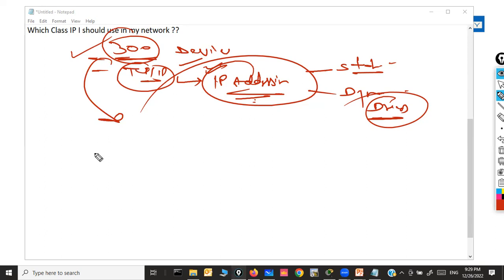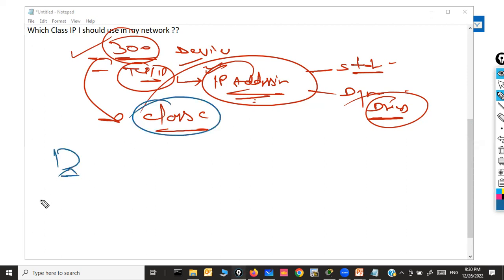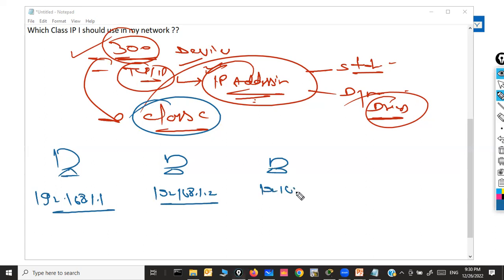But the question remains the same: whether I do configuration static or dynamic, how should I decide the class, which class of IP address, A, B, or C? Now, let's say I decided to go with class C. So what is the problem in a class C network? Let's say the first computer you assigned IP 192.168.1.1. Second computer, 192.168.1.2. Third computer, 192.168.1.3.